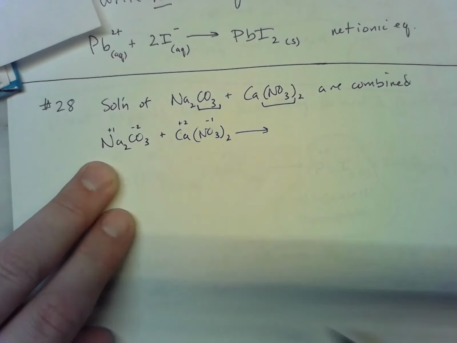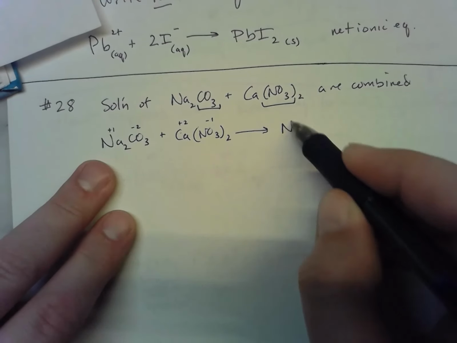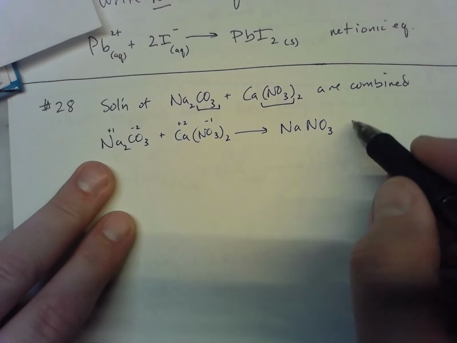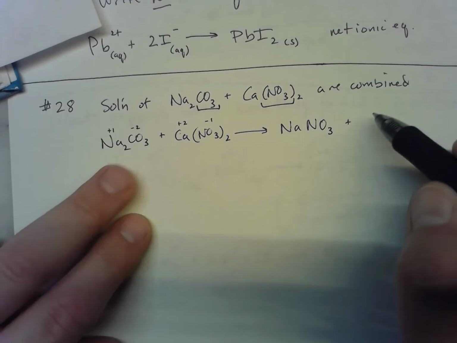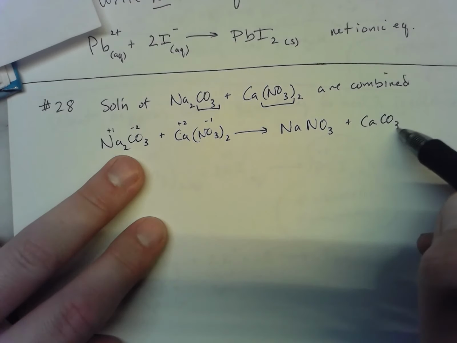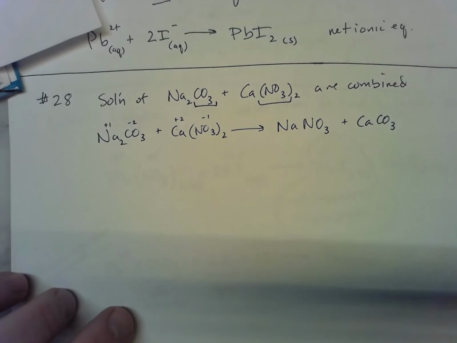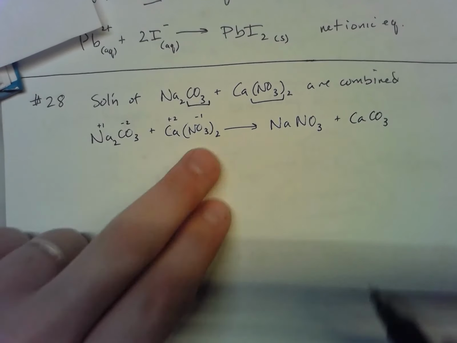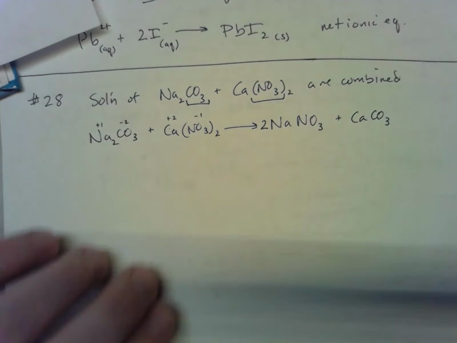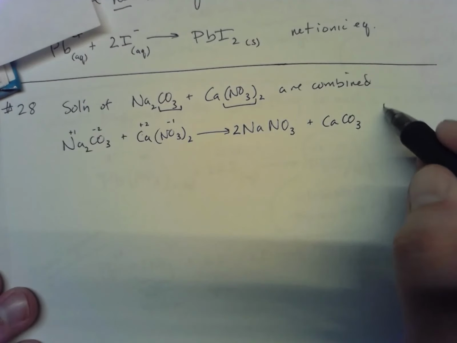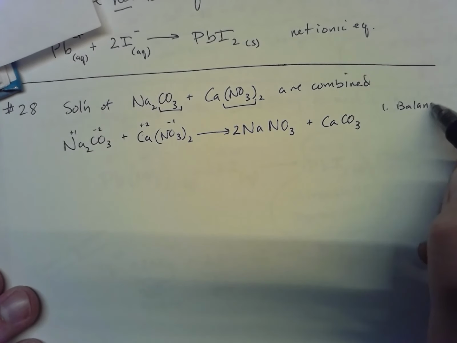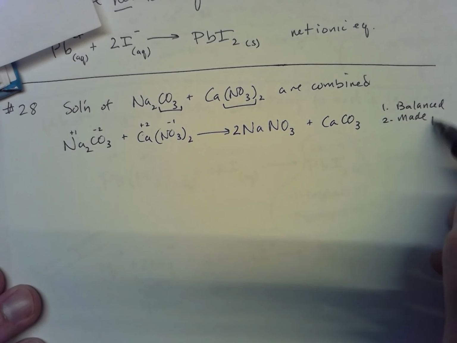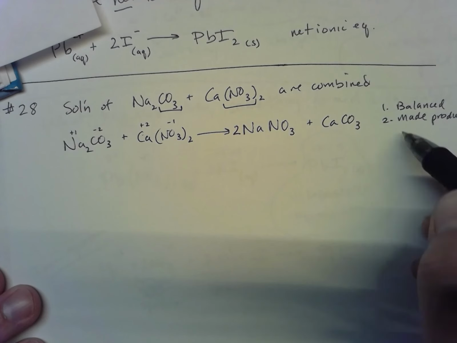All right, so we'll have sodium nitrate and calcium carbonate. Okay. And we have 2 of these, and we got 2 of those, so we're just going to drop a 2 right there to balance it. All right, so we're balanced, and we made product assumptions.